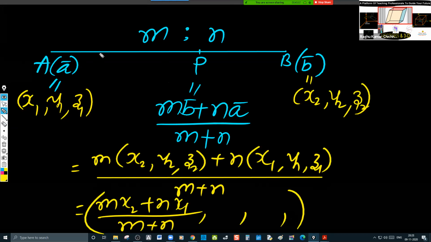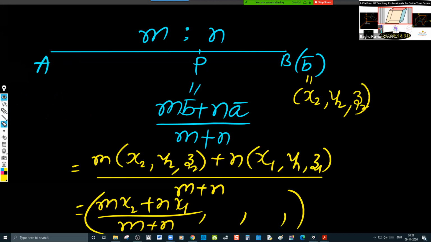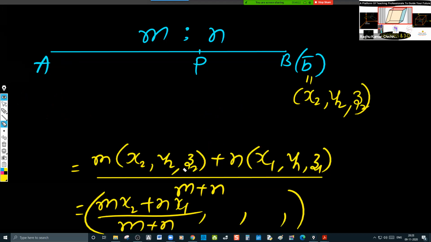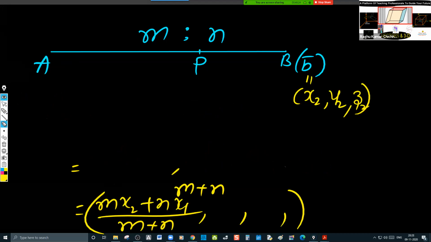And I always ask the students to remember it in the vectorial form, which is better. The reason, just a moment. In vectorial form it is mb bar plus na bar by m plus n. Let us suppose we have not taken vector form. I removed it. I am removing this also, and this also.